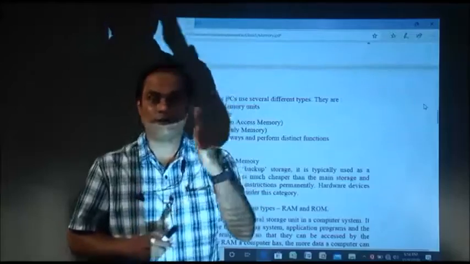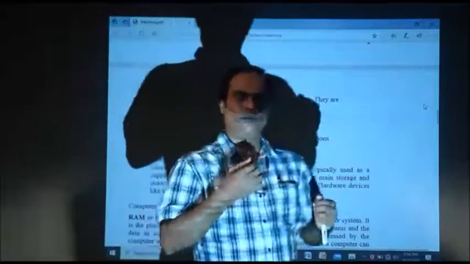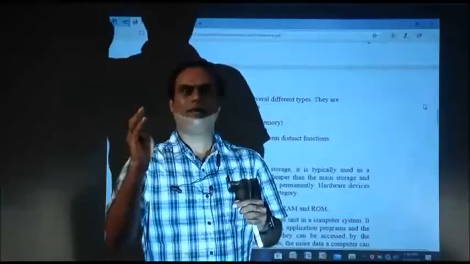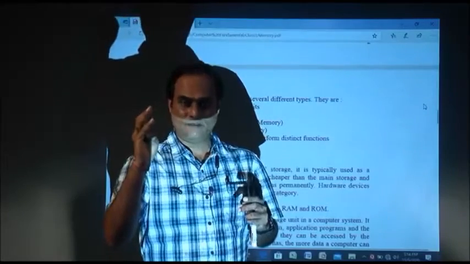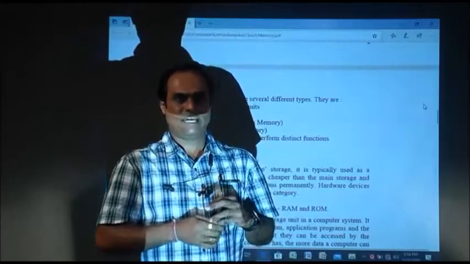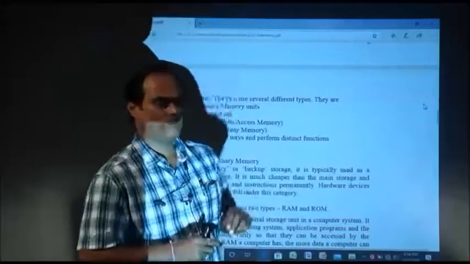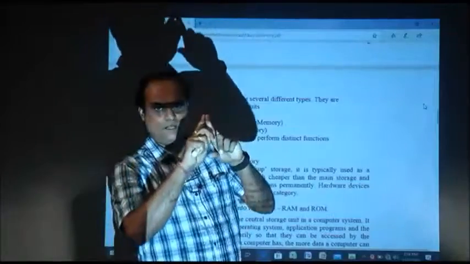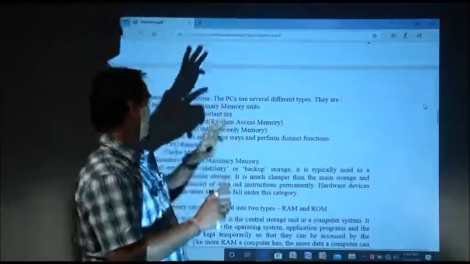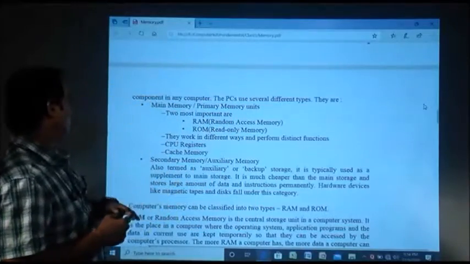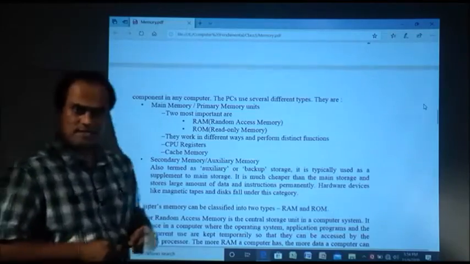So again, how is it classified? In internal memory we are having what? RAM, random access memory, ROM, yes or no, read-only memory, and cache memory. Cache memory is also used as internal memory, yes or no. So first is what? RAM, random access memory, then your ROM, read-only memory, yes or no. Then one more is also CPU registers.